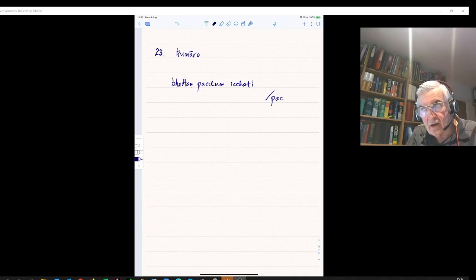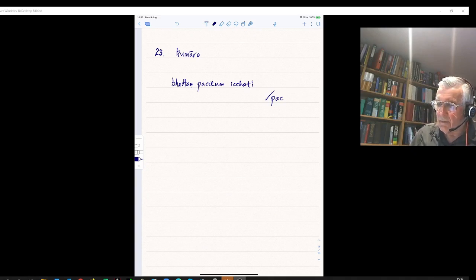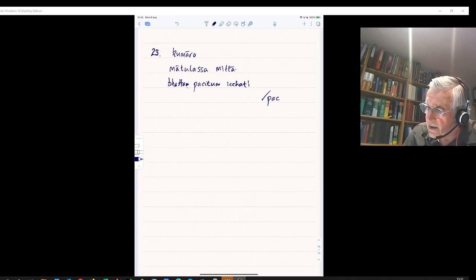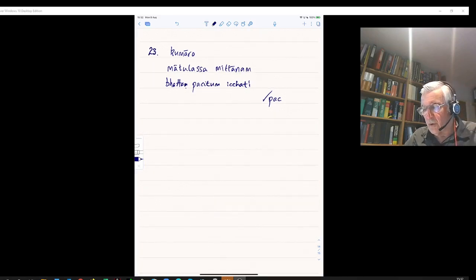So for his uncle's friends, say uncle's, matulassa, matula uncle, matulassa, mitta, in the nominative first, the uncle's friends. But for the uncle's friends, put that now into the dative, genitive/dative, mittanam. So, for his uncle's friends, matulassa mittanam.